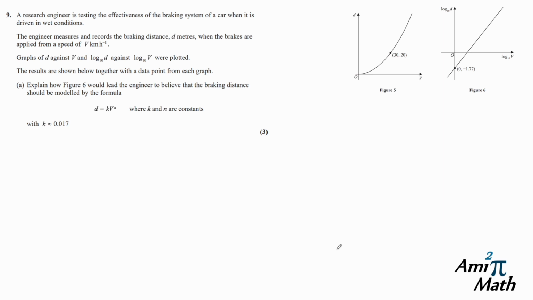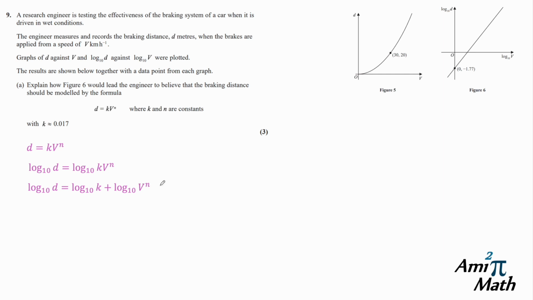Okay, so that was a really long question, and it's basically asking us to explain how figure 6, which is here, would lead the engineer to believe that the braking distance should be modelled by this formula. So we've got this formula here, and this is our log 10 graph. So what we need to do is take the log base 10 of each side. And you get log 10 d equals log 10 of k v^n, which can also be rewritten as log 10 k plus log 10 v^n.